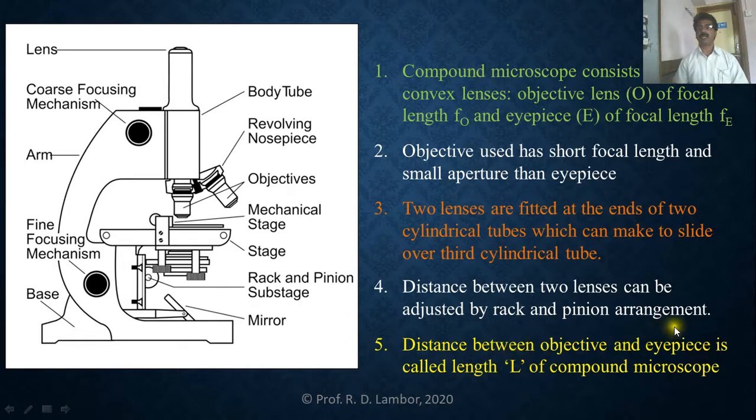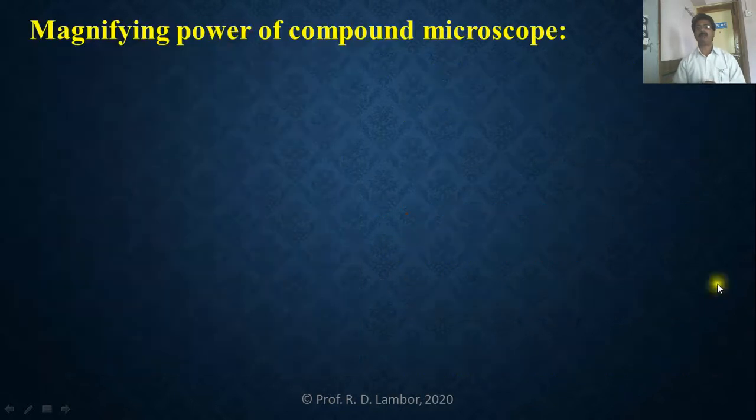So this is about the compound microscope, and it is used when there is a limitation for the focusing of the eye lens, and at the same time, when there is a limitation for focusing of a simple microscope. So for objects which are not focused by the eye lens as well as a simple microscope, we turn towards the compound microscope. So we will now find the expression for the magnifying power of the compound microscope.